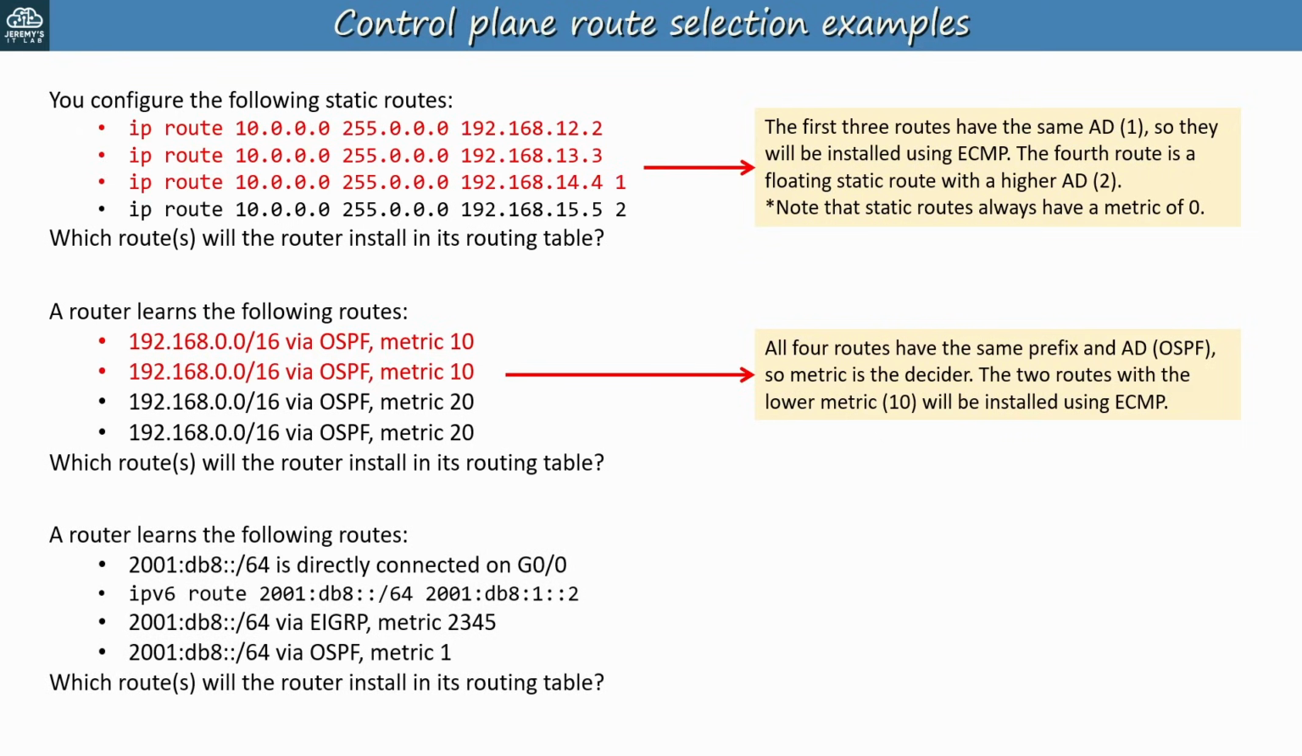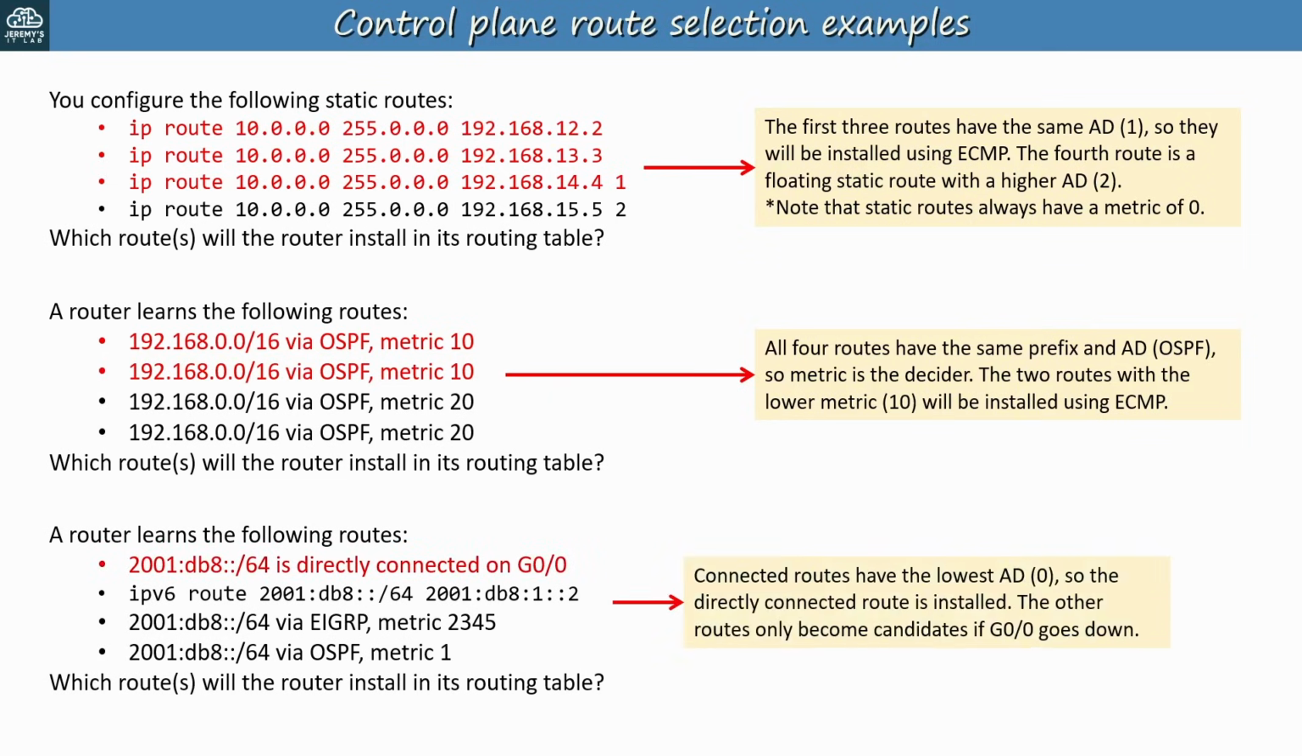Finally, one last example, this time using IPv6. Again, we have 4 routes. Which will the router install in its routing table? Pause the video if you want to think about it. All 4 routes have the same destination prefix, 2001:DB8::/64. This time we have a connected route which has an AD of 0, so the connected route wins due to having the lowest possible AD. If that interface goes down, the static route will be used, then the EIGRP route, and then the OSPF route in order of AD. Okay, those were 6 examples of route selection in the control plane. How a router chooses the best route or routes to each prefix to build its routing table.